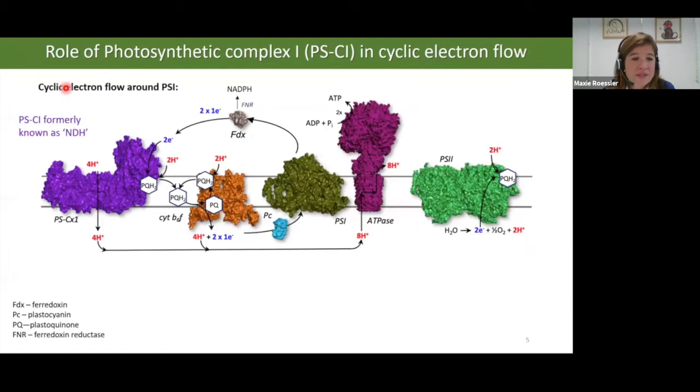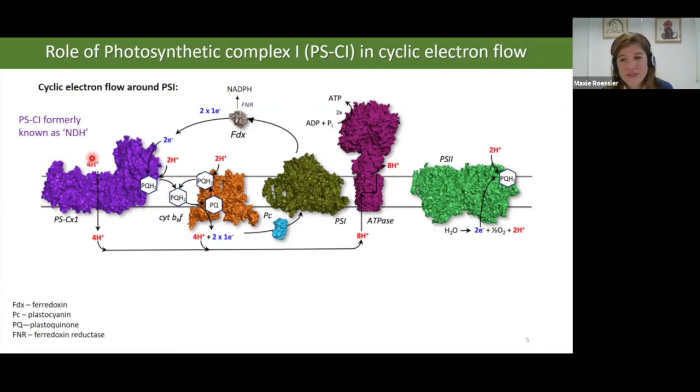But what can also happen is that the electrons go back into the plastoquinone pool here through photosynthetic complex 1. And formerly, this was actually known as the NADH-like complex, but I think it's really now quite well accepted or renamed to photosynthetic complex 1 because NADH-like complex is really a bit of a misnomer given that the electron donor is not actually NADH. And so although there are some similarities with the NADH ubiquinone oxidoreductase in respiration, which is where this came from in the first instance.